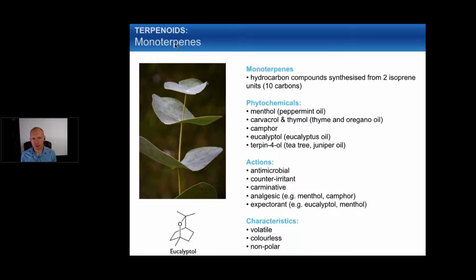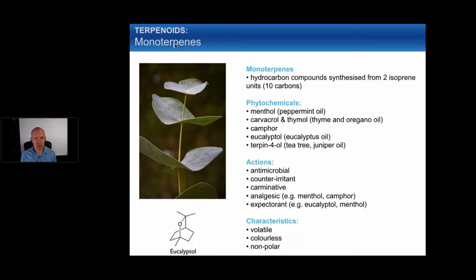It acts as a carminative, so it increases digestive function, relaxes smooth muscles, helps with gas. Can act as an analgesic, so some of these will bind to cold or hot receptors in the skin and decrease pain. And then finally, some of these will act as expectorants. So if you inhale them or drink them internally, they can have a slight irritating effect to the mucous membranes, increase mucus production, and then help to cough up phlegm. So lots of different actions associated with these things.